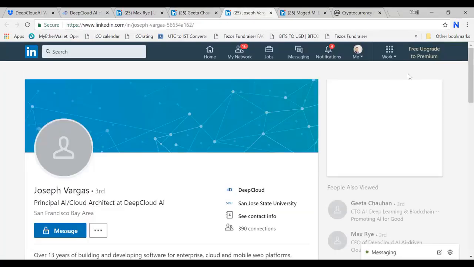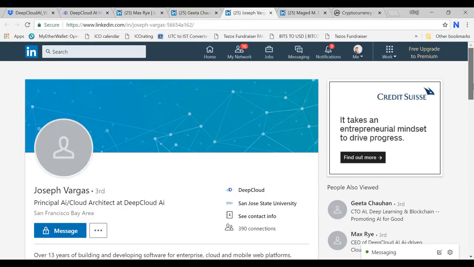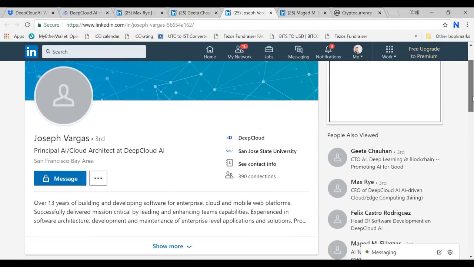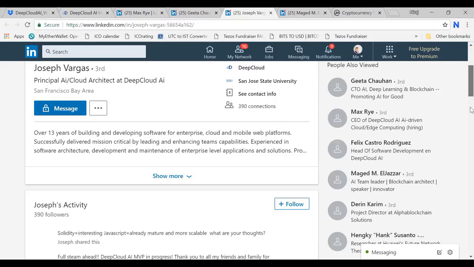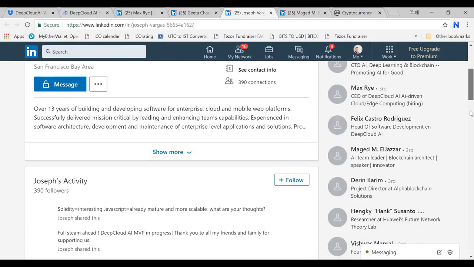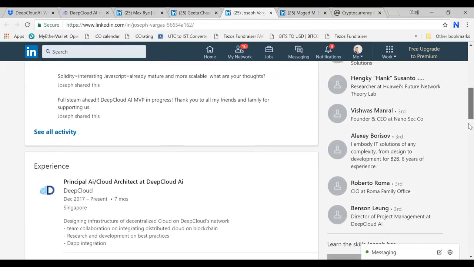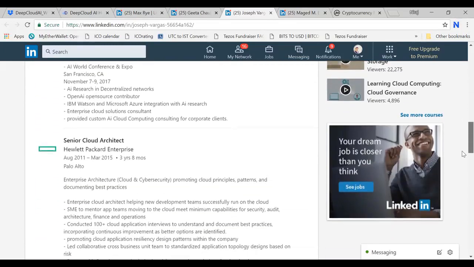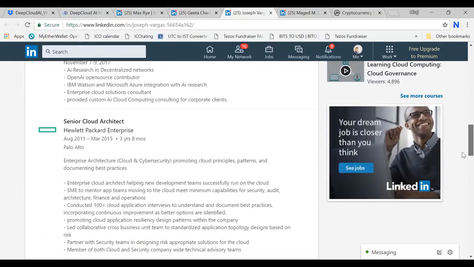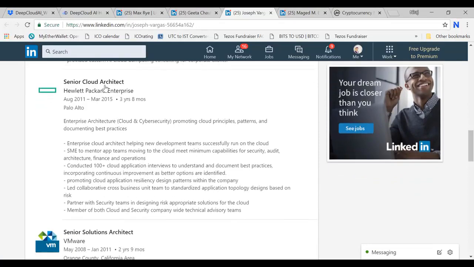I was also looking at some other members. Joseph is a principal AI cloud architect, and he has over 13 years of building and developing software for enterprises. So they have strong connections with big companies where they have worked previously, and I would not be surprised if going forward they have some sort of tie-ups with enterprises. Here he has worked at HP. HP is again a big company, I think a blue chip company, and he worked as senior cloud architect.